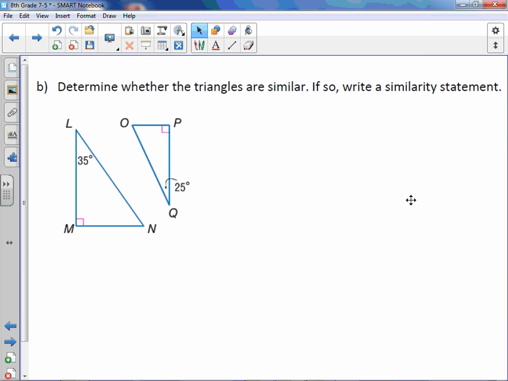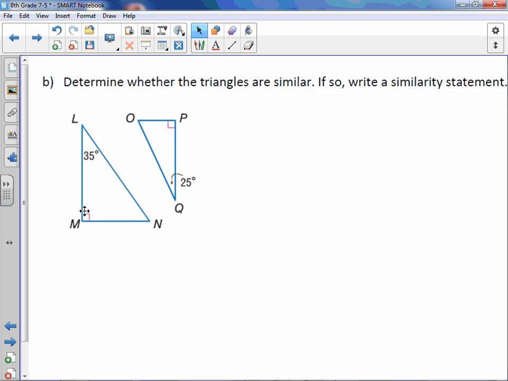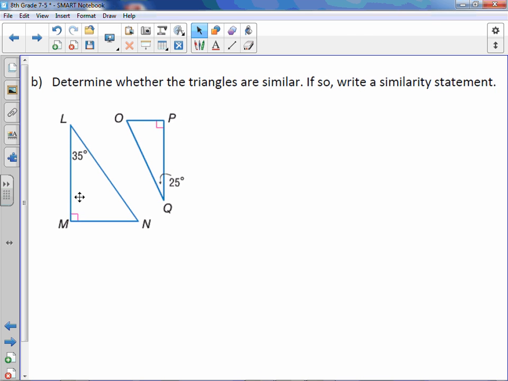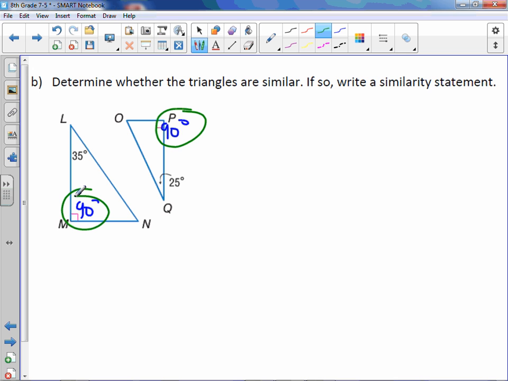Letter B. Well, they're both right triangles, which means this is 90 degrees. And this is 90 degrees, which gives us one congruent angle. And then we have a 35-degree angle and a 25-degree angle, so we need to find a missing measure. Let's go ahead and find N.